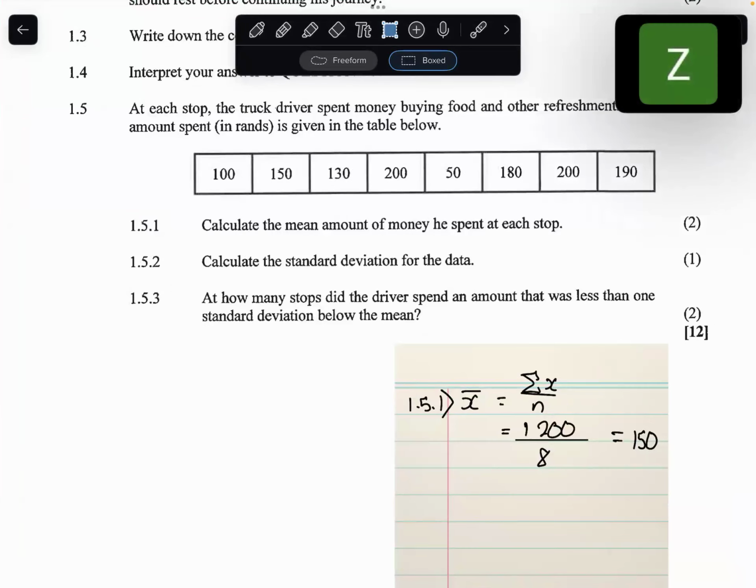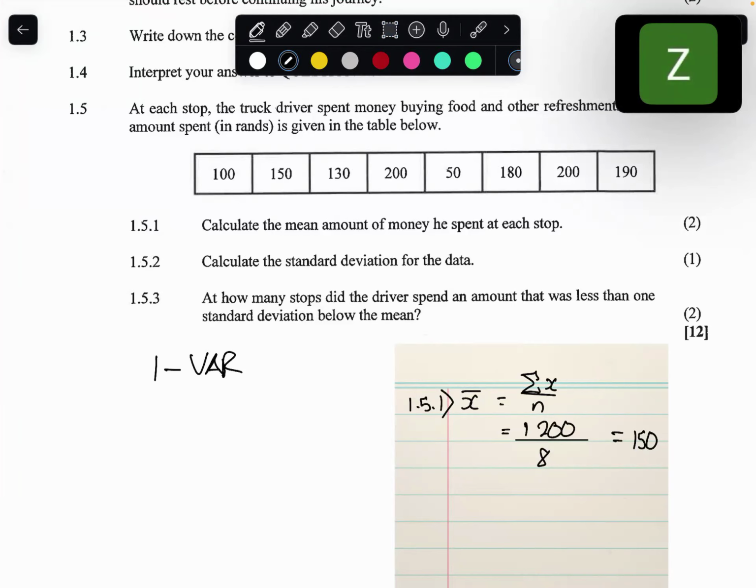Right, so on your calculator, you're going to go mode, stat, and then into variance. Then you're going to put in your data: 100 equal, 150 equal, 130 equal, 200 equal, and so forth. You're going to put all those data elements in.